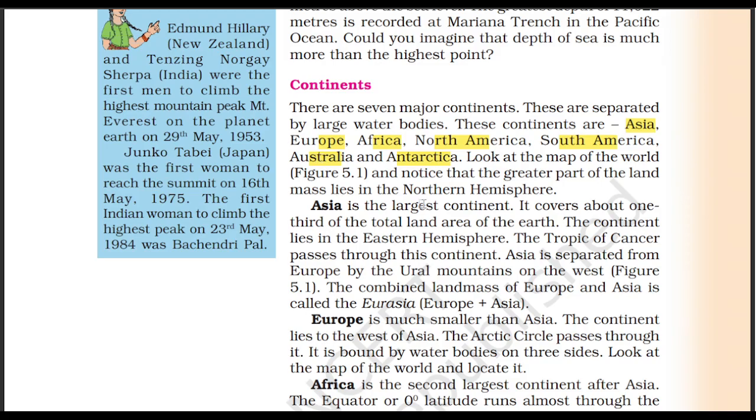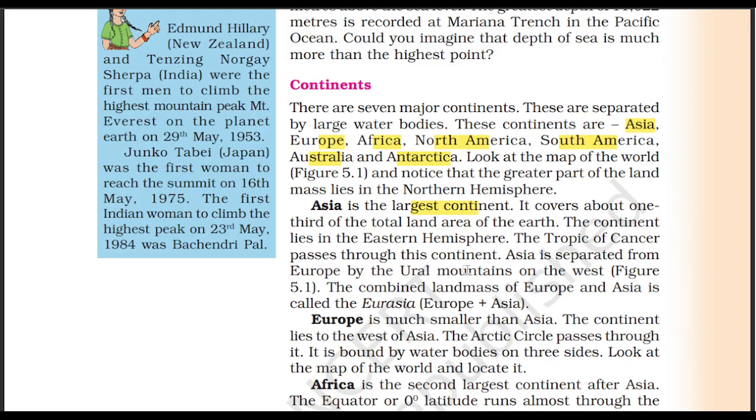Asia is the largest continent. It covers about one third of the total land area of the earth. The continent lies in the eastern hemisphere. The Tropic of Cancer passes through this continent.